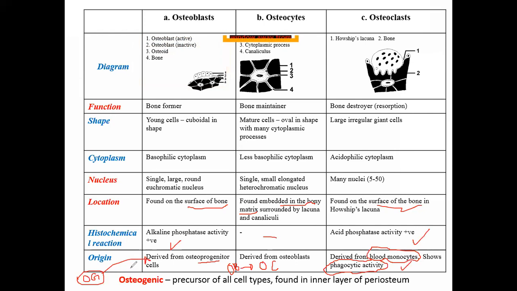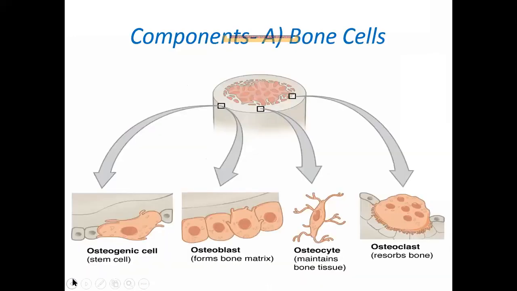So now coming to osteogenic cells. We said that it is a precursor for all the cell types. It's found in the inner layer of the periosteum. Here I can show you how the osteogenic cells are on the surface. Osteoblast is also on the surface. Osteocyte is not shown clearly. Where is it? It is in the lacunae.